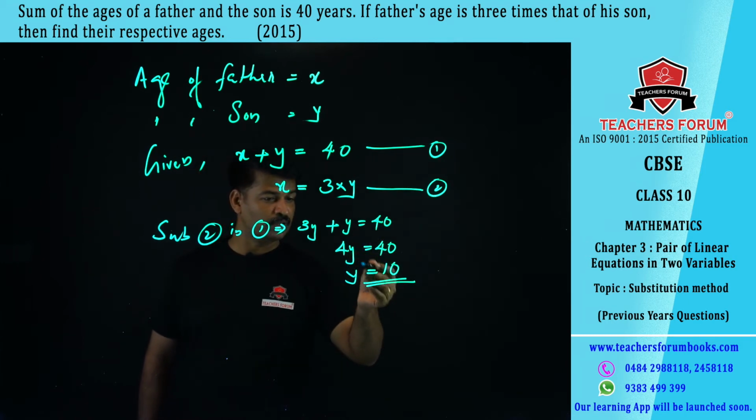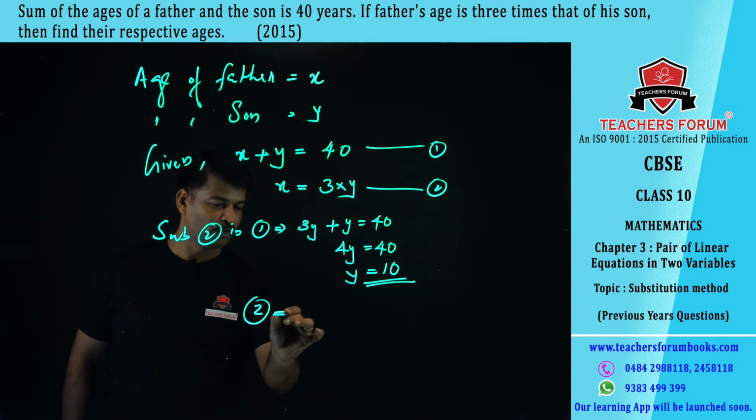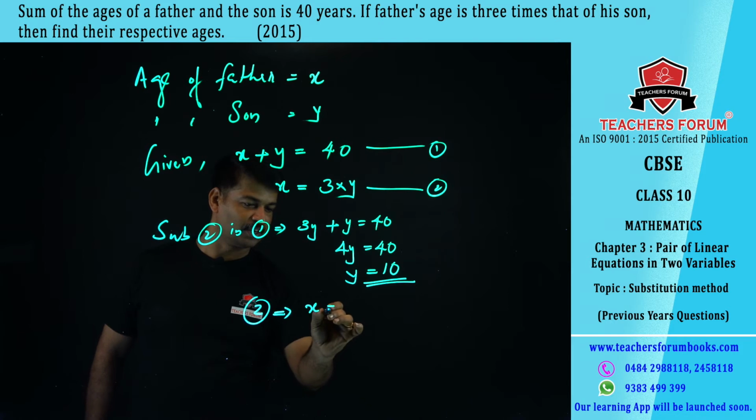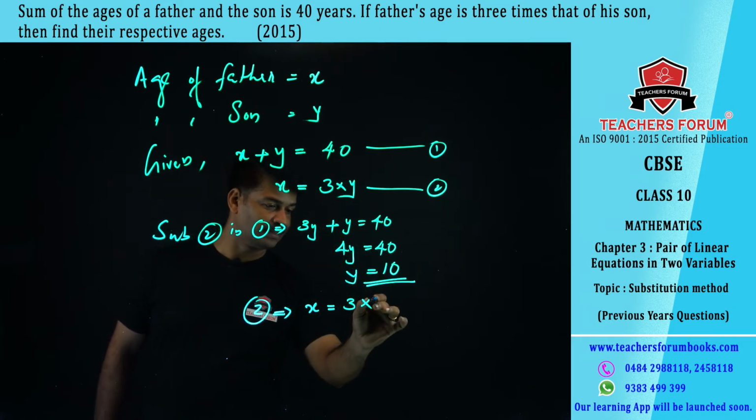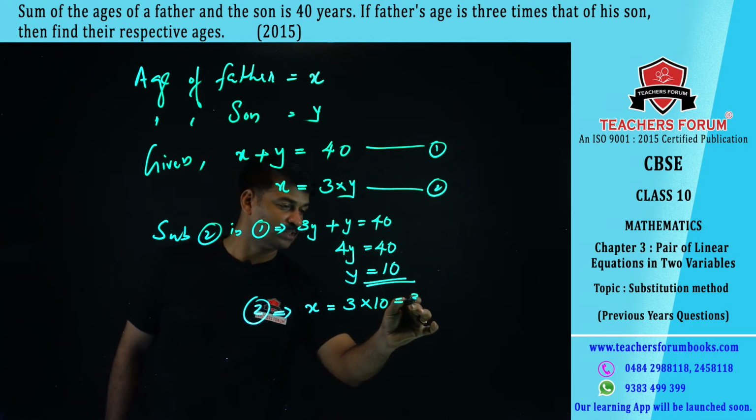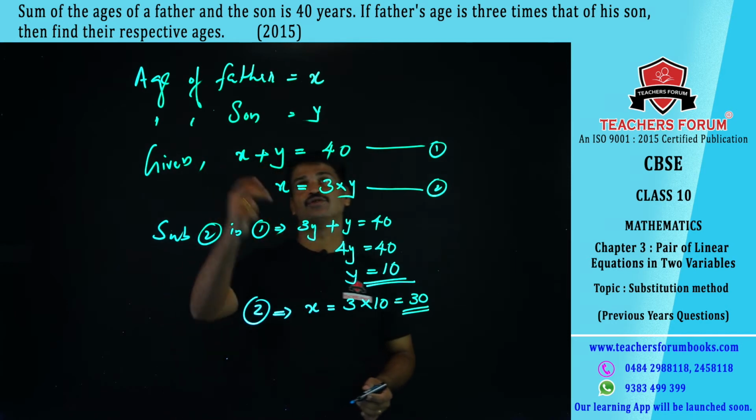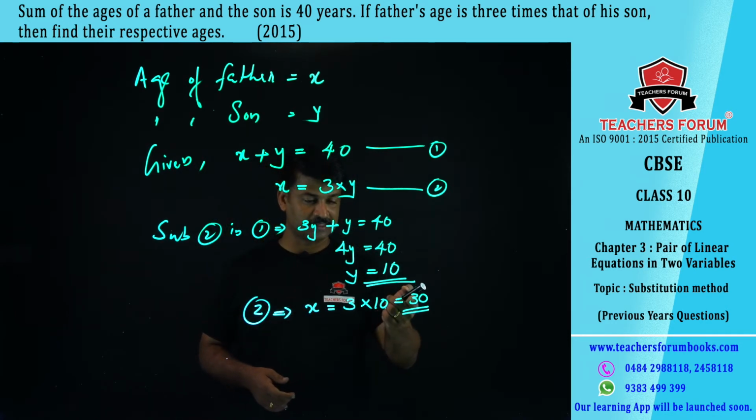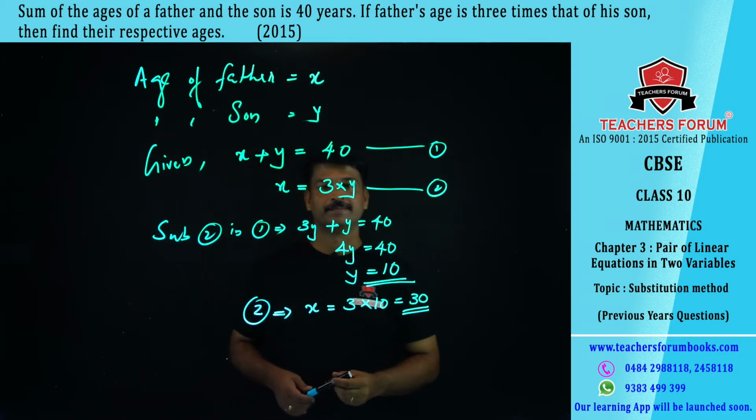Now, if you substitute the value of y in equation number 2, what will you get? You will get the value of x, isn't it? What is x now? X is equal to 3y, that is 3 into 10, which is 30 years. What is x? X is the age of the father. The age of the father is x, that is 30 years, and the age of the son is y, that is 10 years.